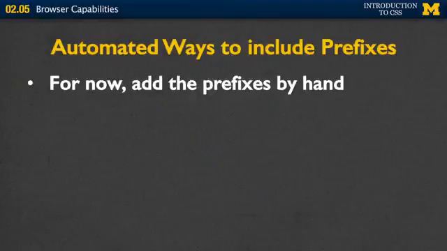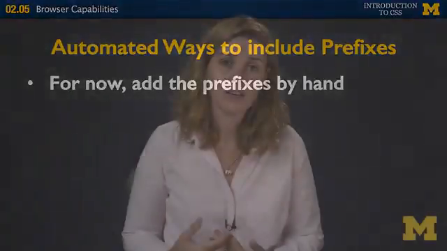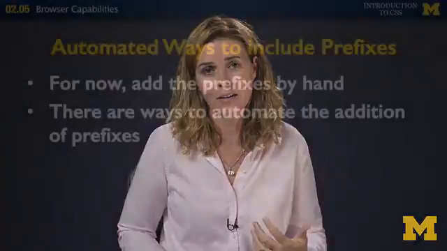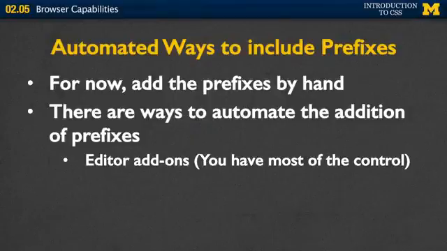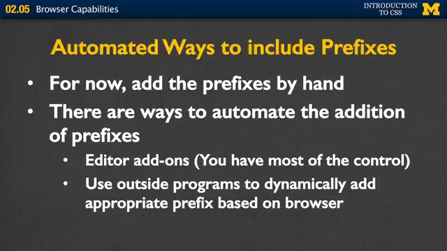When you start using prefixes, you're going to add them by hand. If you know that you have border radius, you're going to go ahead and do border radius and then add the Moz, the WebKit, different things like that by hand. As you become more experienced and maybe you want to try different things, there are ways to automate the addition of those prefixes. If you're using an editor such as Sublime, you can actually put little packages on there where you can control whether or not you want Sublime to add on those prefixes whenever they see different properties. You can also use outside programs that will dynamically change your code as people load it to only put in the prefixes that they need.